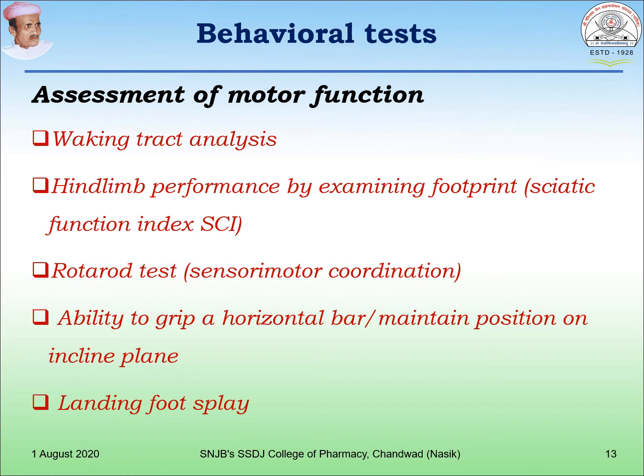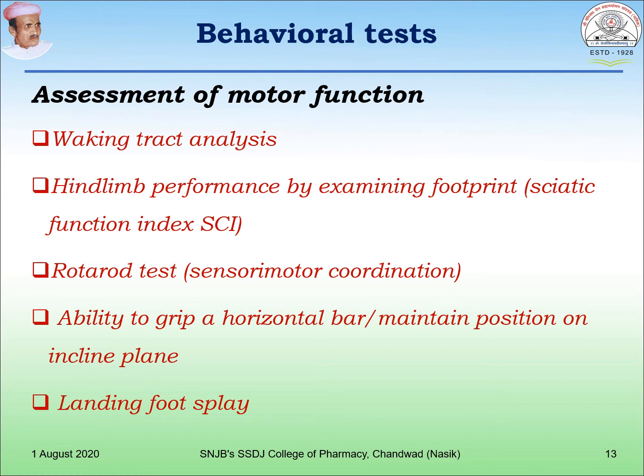Here you can do walking track analysis, where you can observe the functional peripheral status of the animal. In that case you can observe the hind limb paw placing as well as the stepping. If there is any change in the appearance of that pattern, it indicates a motor function problem. Then hind limb performance by examining footprint. This is another way of assessment.